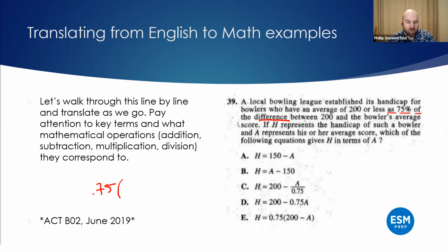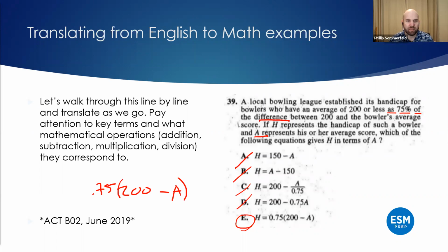So at that point in time, really the only option that makes sense, we can scratch out all of these, is answer E. And it's the difference between 200 and the bowler's average. And then they tell us later that A is the bowler's average. So I'm pretty confident at this point in time. I'd say, okay, that's the only answer that makes any sense. And that really just relied upon my ability to translate these English terms into mathematical operations.